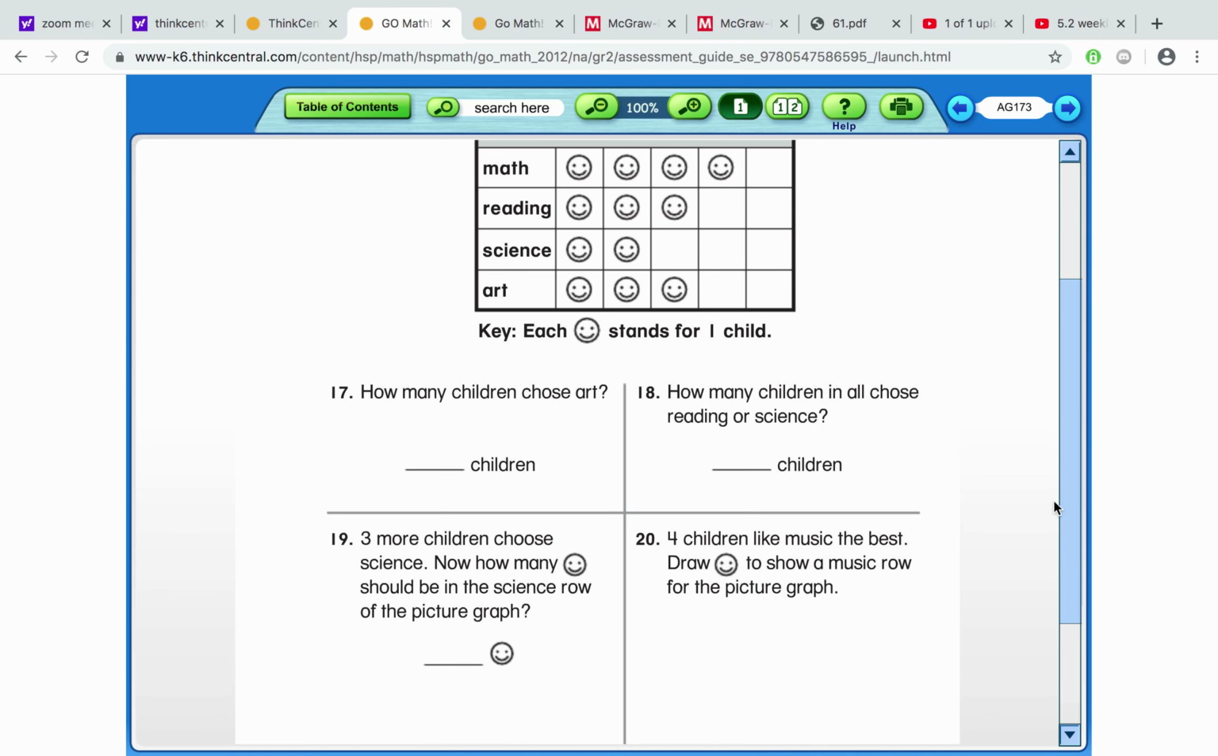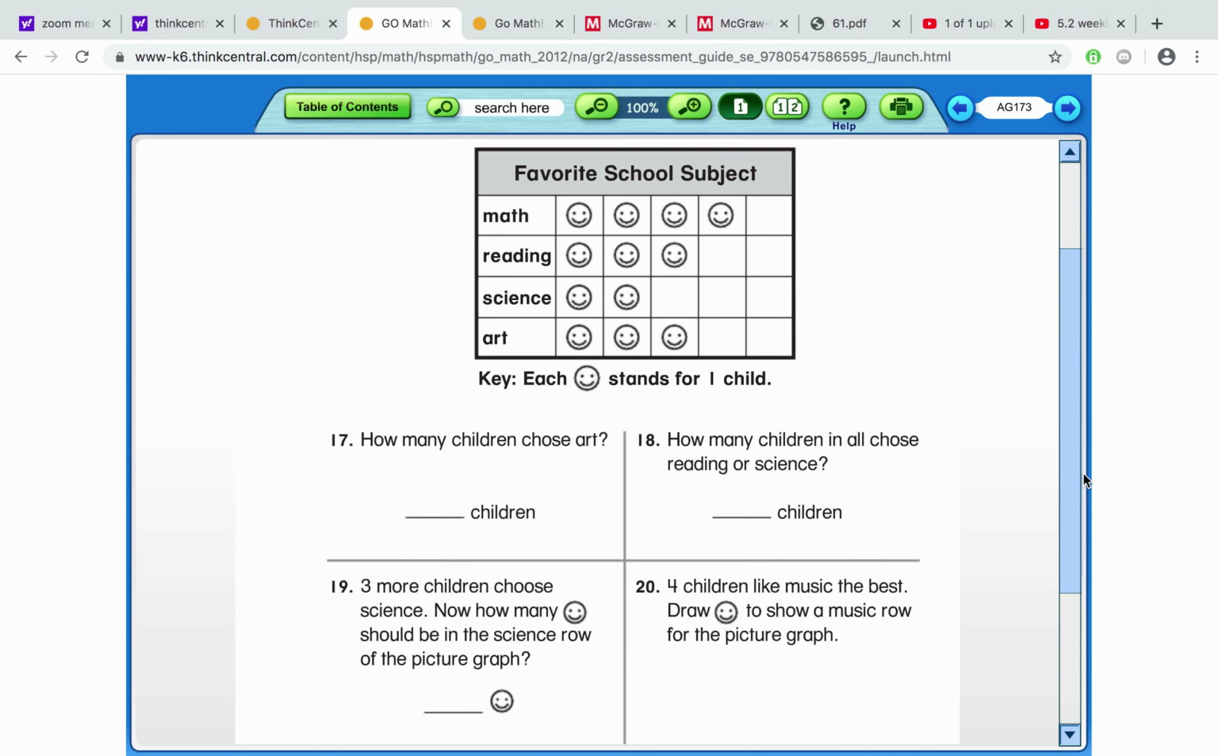Number 17, you got to refer back up to this picture graph. How many children chose art? You just find art. 1, 2, 3. And you'll fill in the blank with 3 children.